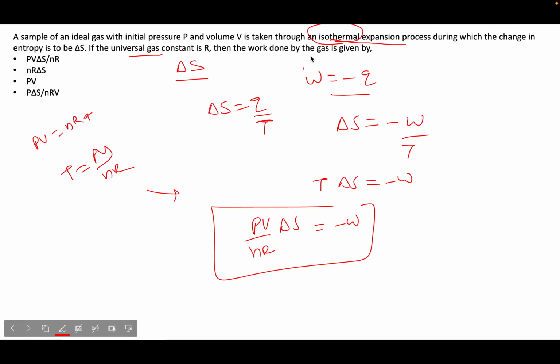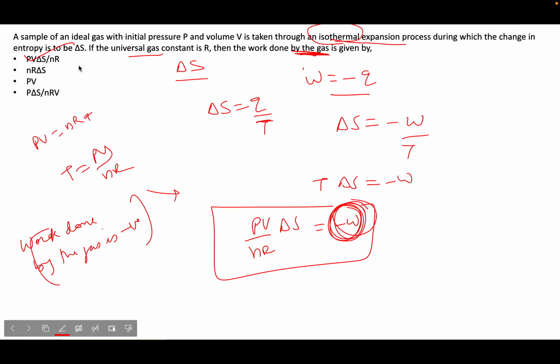Here W is the work done by the gas. Okay, work done by the gas is minus W. We know that work done by the gas is negative and work done on the gas is positive. So this minus W is the work done by the gas. So this is the correct option.